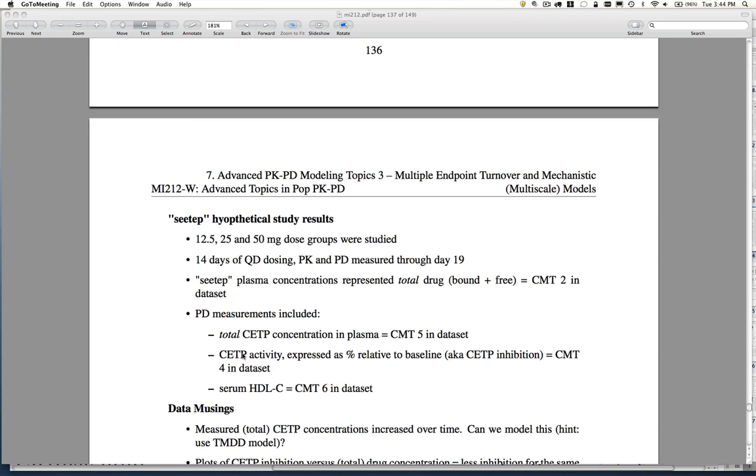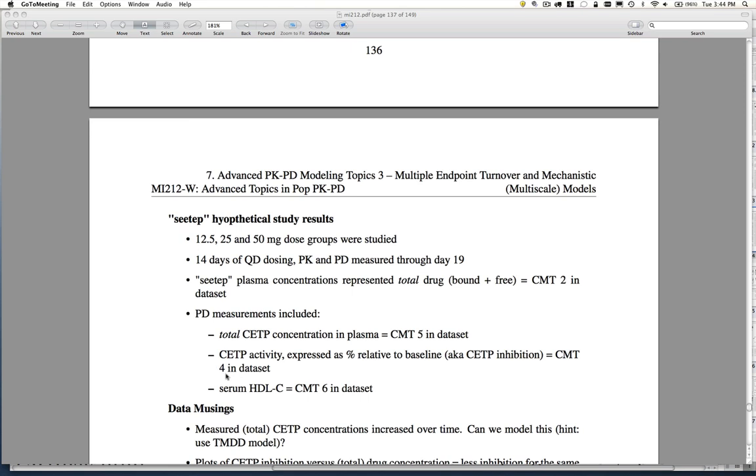On top of that, we also have a measurement of the activity of this CETP. So there's a bioassay here, an ex vivo bioassay, where they're able to, at a given time, measure the relative activity of the CETP, and it's expressed as a relative activity to baseline. So in other words, it's the amount of inhibition that you'll have at any time to this CETP.